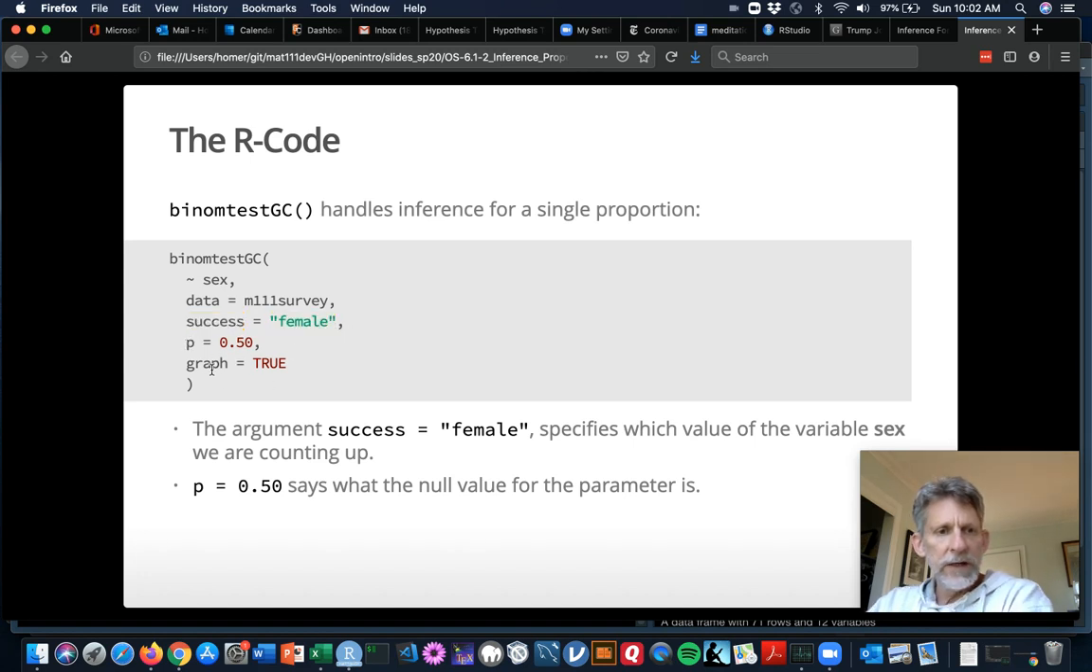Now you're planning to do a test of hypothesis, so you need to tell R what the null hypothesis thinks that p is. And so you use a parameter called p for that. The null value is 0.50. And just for fun, we're going to get a graph of the P value with graph equals TRUE.